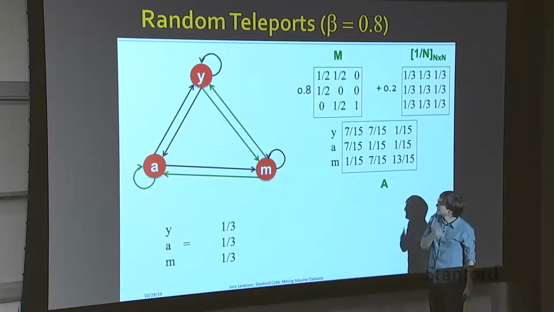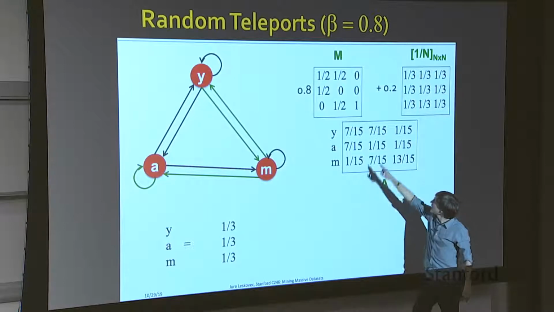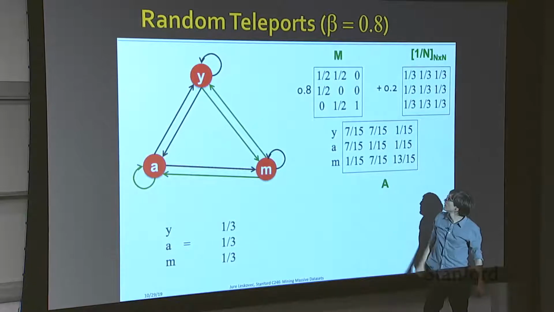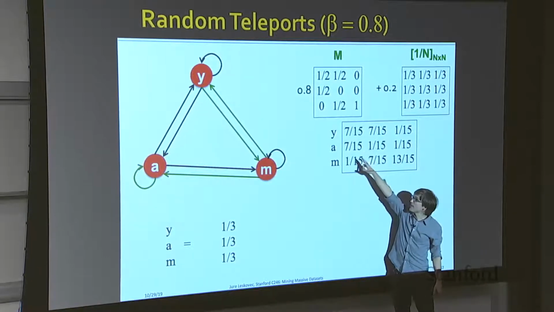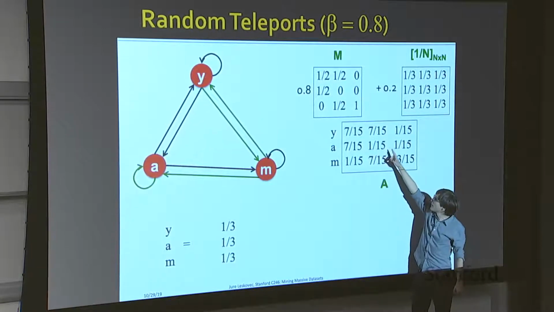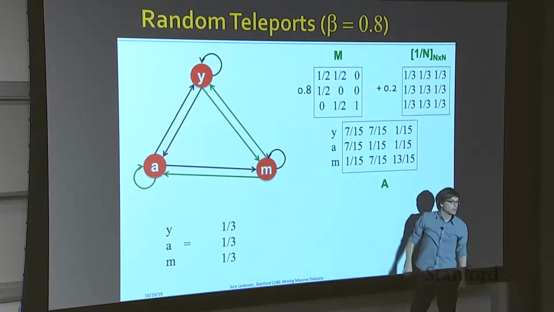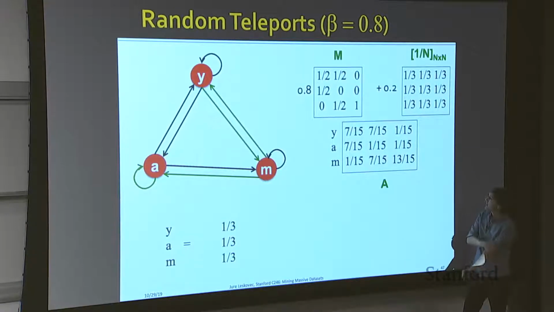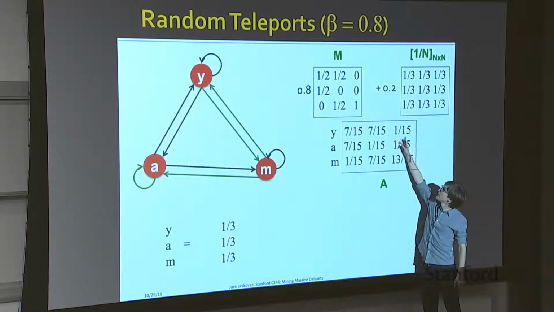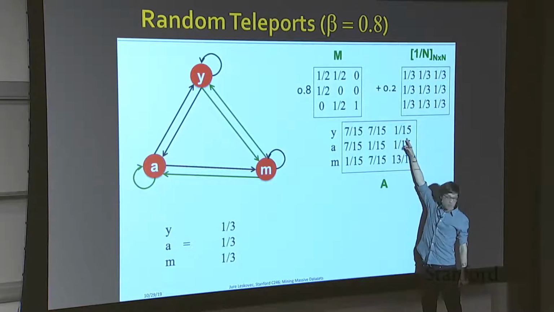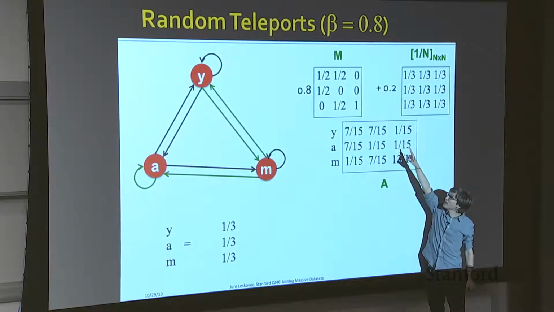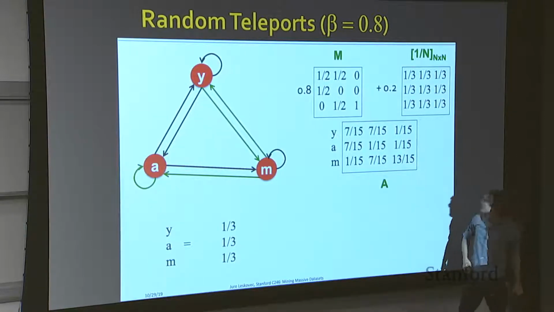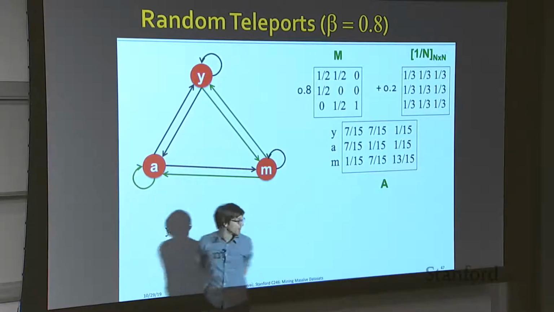So what this means is that if I come to a given node, here is how I'm going to leave that node. With probability 5/7, I will navigate to Y. With probability 5/7, I'll navigate to A, and 1/15 to M. Why are things this way? Because, for example, to go to this node, the probability of traversing by link is 0, but I get the random jump part. So that's why this will be this way.